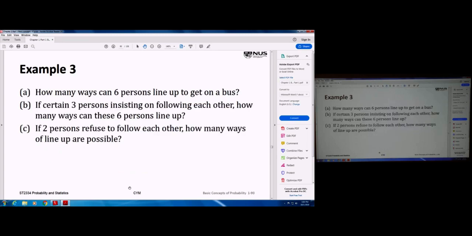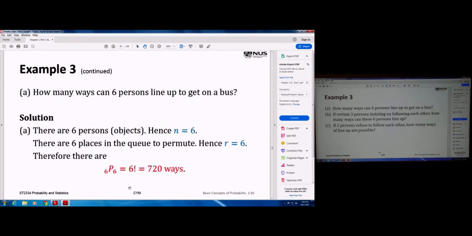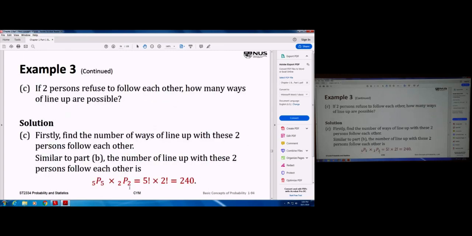Now, part C is a little bit more complicated. It says now, if two people refuse to follow each other, then how many ways can we line up? Before we had 3 who had to stick together, now we have 2 who are not going to be allowed to stand next to each other, maybe they have an argument or something. So first of all, find the number of ways to line up with these 2 people when they follow each other, and then we're going to take the complement. Similar to part B, the number of ways to line up with these people together is going to be 240.